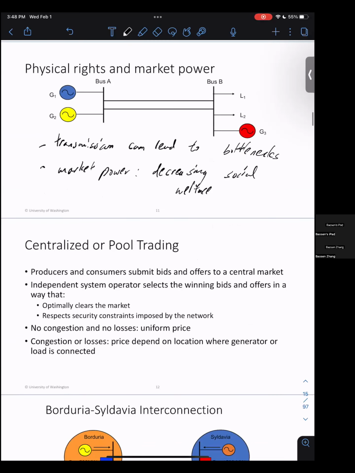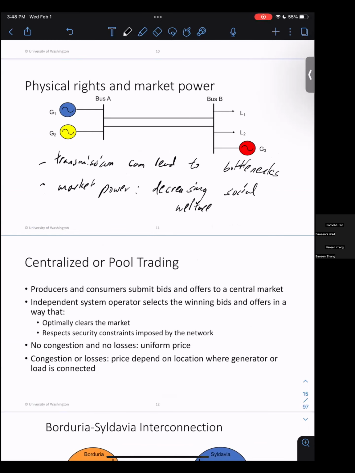All right, so for now, after this point, we'll not consider market power, because market power is a difficult subject to consider. There are a lot of things that can happen. So from now on, we will assume people will not do this. There will be nobody that tries to play the market. We'll assume there is some centralized entity that will try to clear the market.